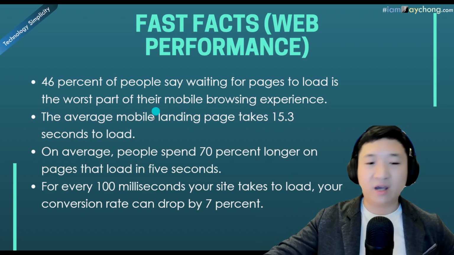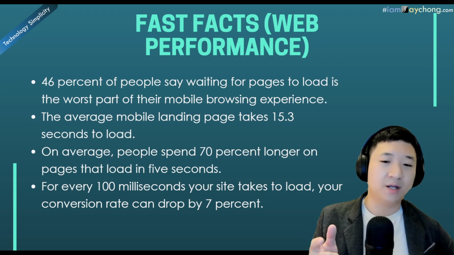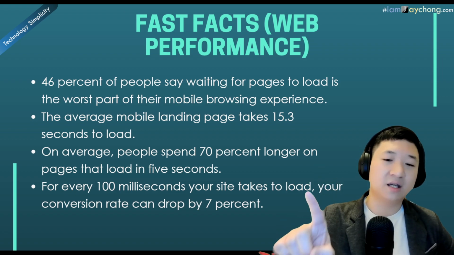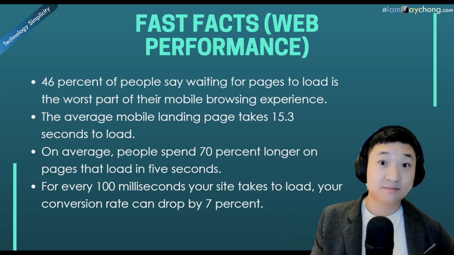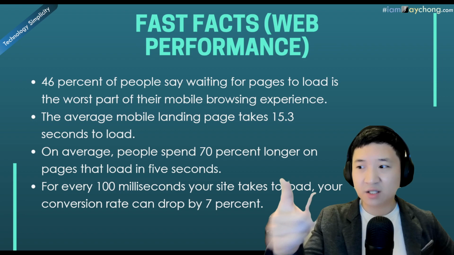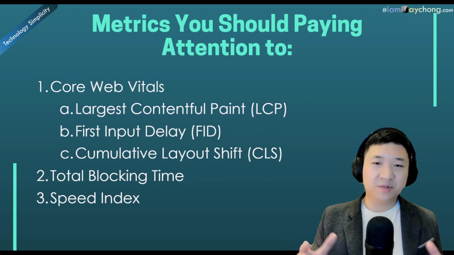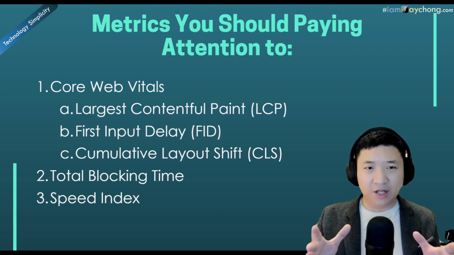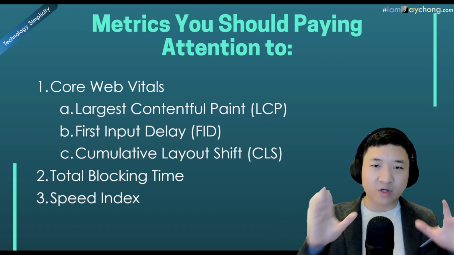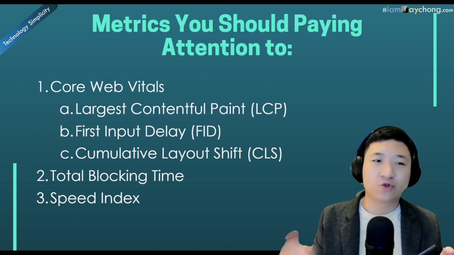And last but not least, for every 100 milliseconds your site takes to load, your conversion rate can drop by 7%. Which means for every extra second, your conversion rate could drop by 70%. That's how crazy it is. One second, 70% drop. So you do the math. In short, performance is very important. So today I really need your attention on these metrics that you can find from Google Lighthouse, so you can twist them in a way that will improve your SEO score.